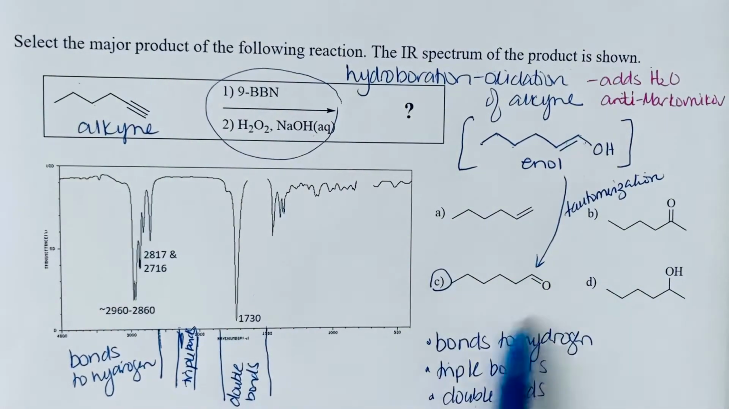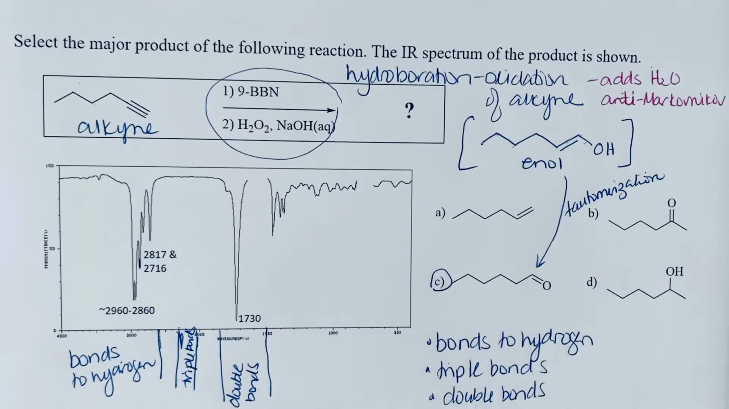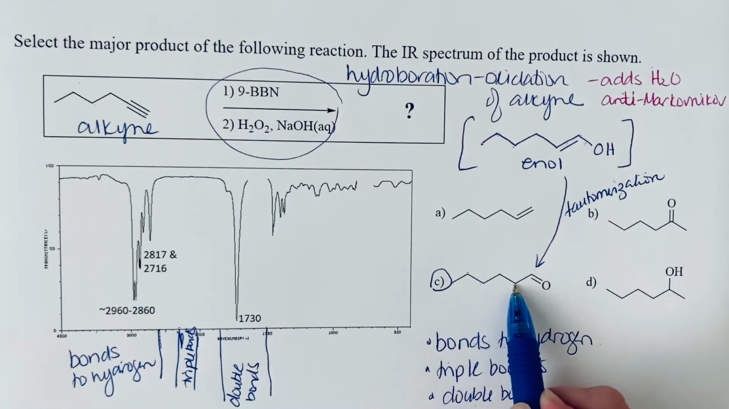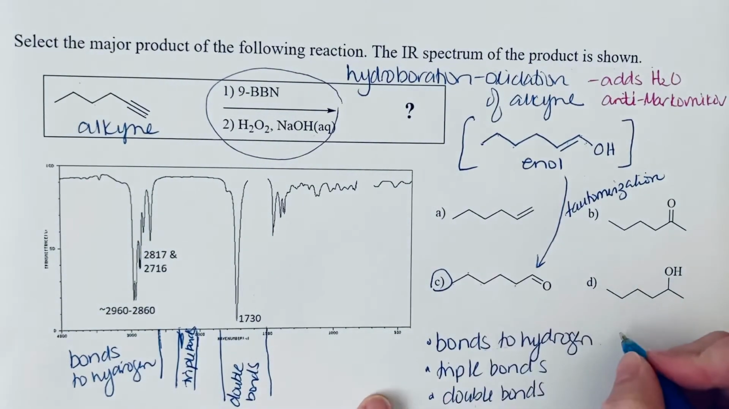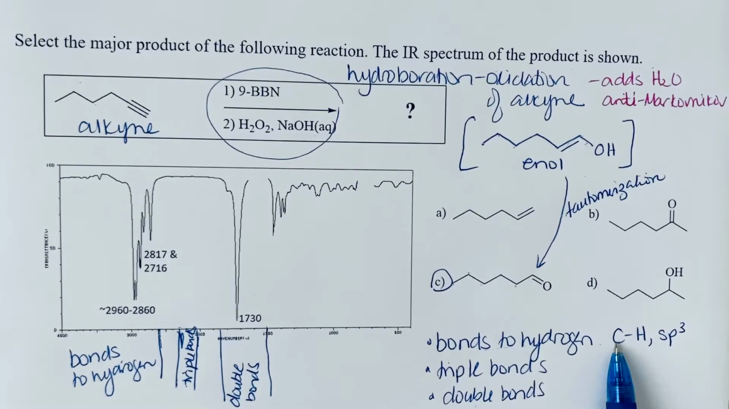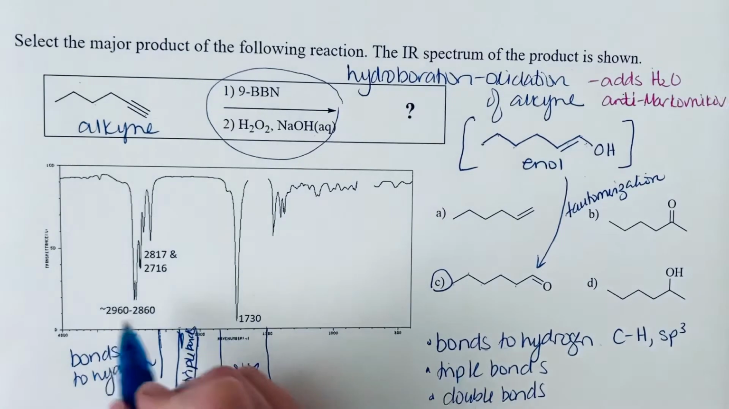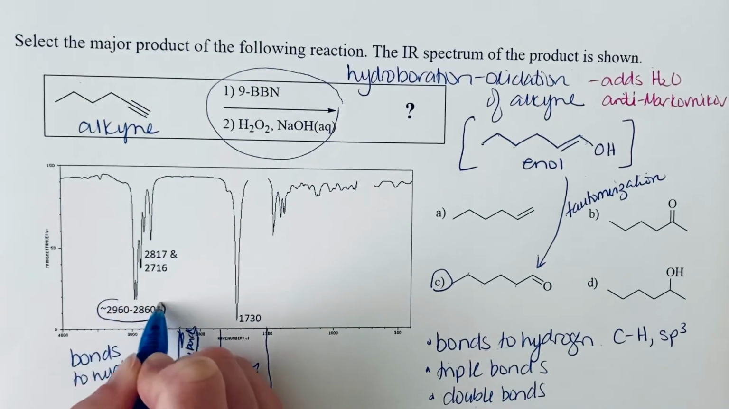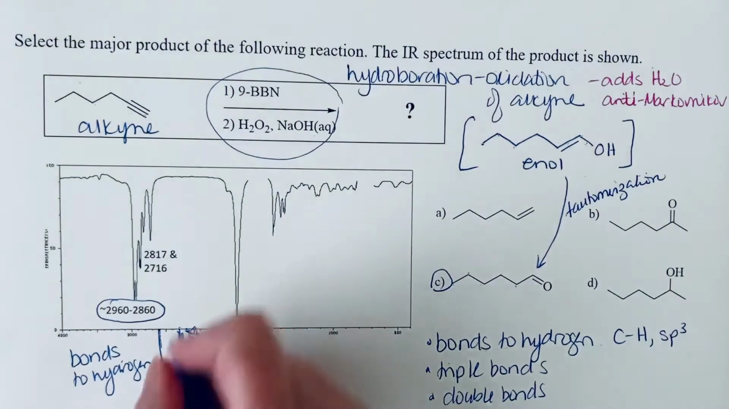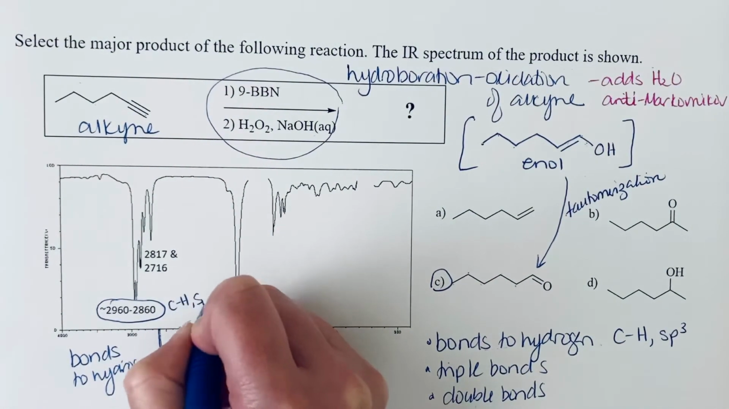Okay, so knowing that and knowing the structure of our product, we want to say, well, what sort of bonds to hydrogen do we have? Well, we've certainly got hydrogens all along this hydrocarbon chain. So those are all carbon hydrogens that are sp3 hybridized carbons. So where the carbon hydrogen stretch shows up in the IR spectrum depends on what type of carbon it is. So we have sp3 carbon hydrogen stretches. And once you get familiar with those stretches, you will see that that's this cluster of peaks right here. Just below 3000 is where we see the carbon hydrogen sp3 stretches.